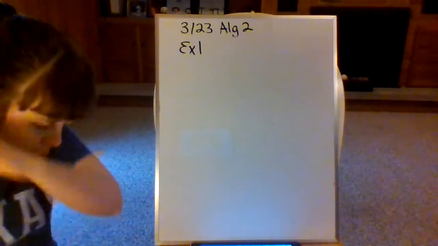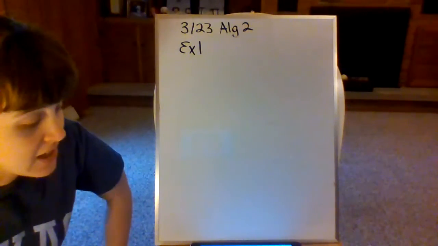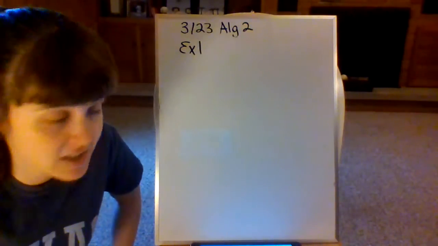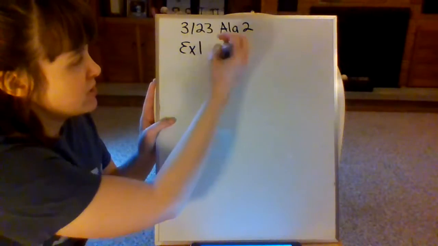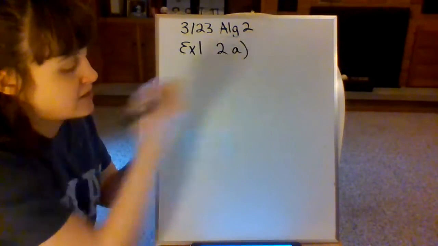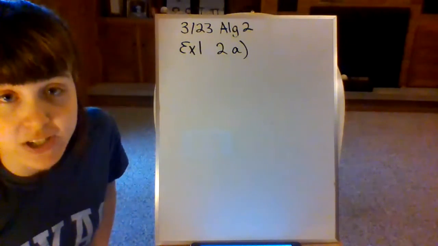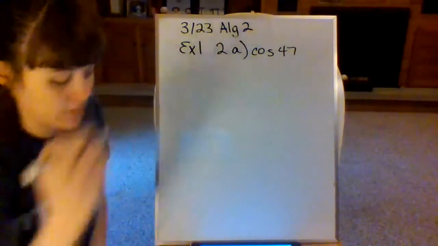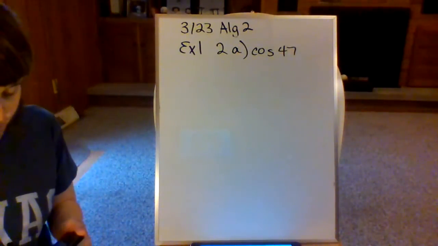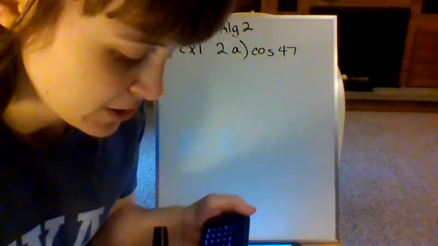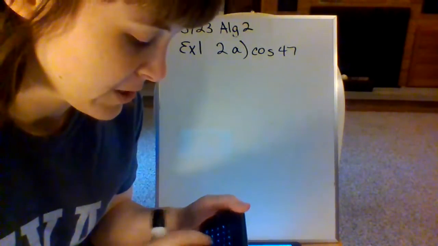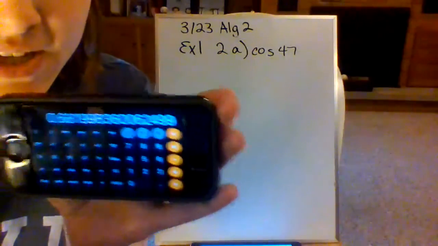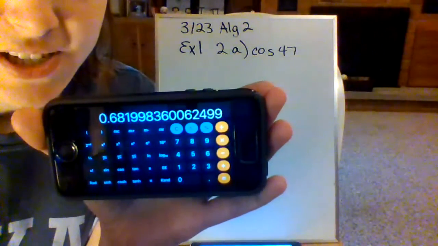Alright, now we're going to look at number 2, which deals with cosine and secant. So, number 2, part A, says cosine 47. Okay, so we're going to first put in 47 on your calculator, and then we're going to press cosine. And if you round to the nearest hundredth, this would be 0.68.